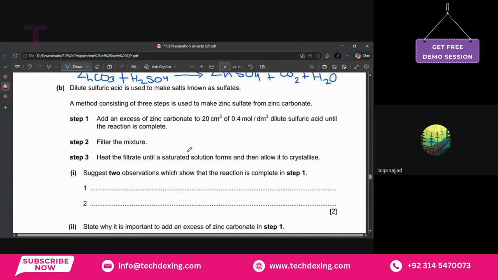So the first observation can be that the bubbling will stop because carbon dioxide is produced during the reaction, and once the bubbling stops forming, it will indicate that all the acid has reacted. So the first one is bubbling stops. What's the second one?